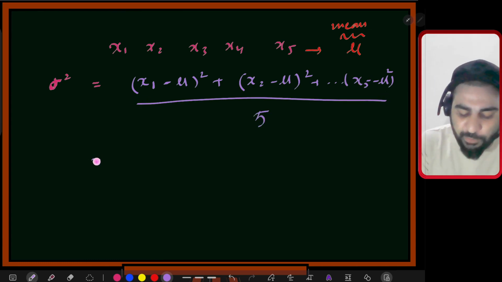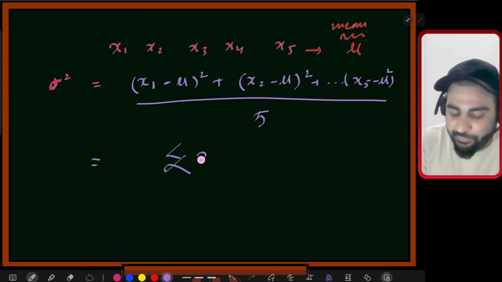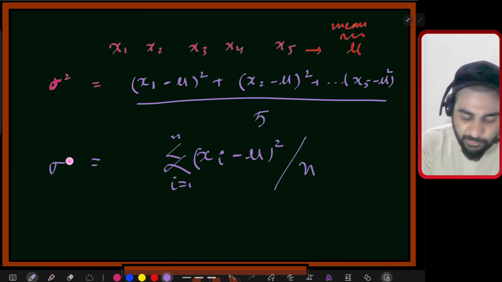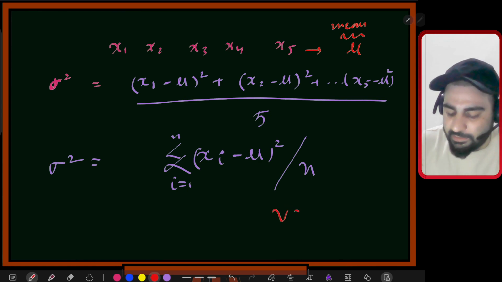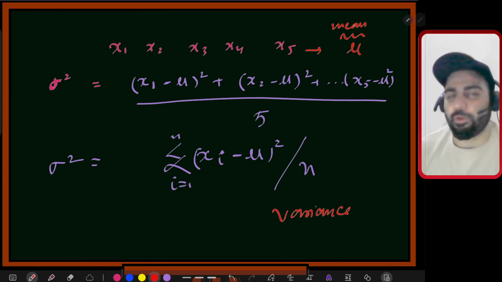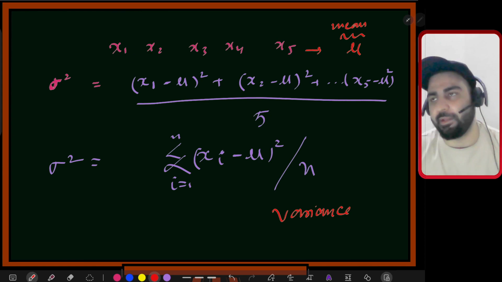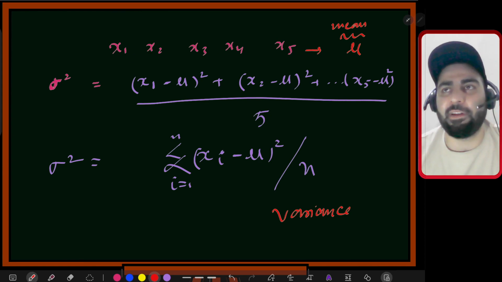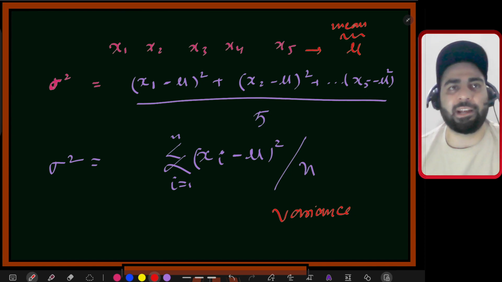So I can write this formulation like this: summation of (xi minus mu) whole square, i goes from 1 to n, divided by n. This is sigma square, this is variance. But what we assumed here is that we have the perfect sample, and you know that in reality a perfect sample is only achieved when we get more and more data. We had this thorough discussion when we were discussing expectations.